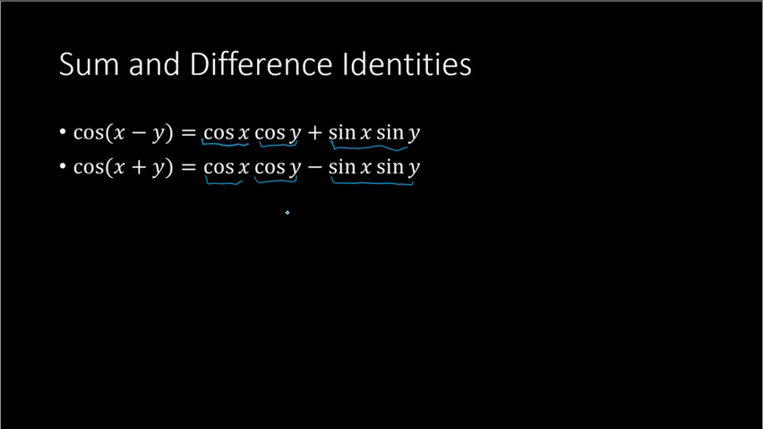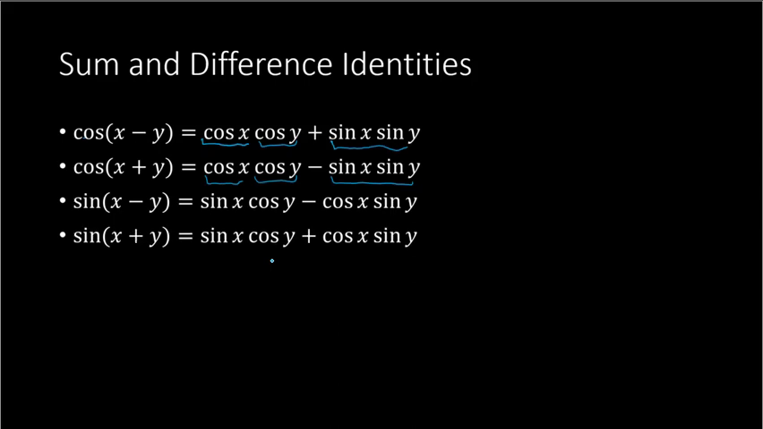Next we have sine: sine of x minus y and sine of x plus y. With sine of x minus y, we take sine of x times cosine of y, minus sine of y times cosine of x, or cosine of x sine of y, same thing. And if we have sine of x plus y, we do sine of x times cosine of y plus cosine of x times sine of y. Make sure you have these two memorized as well.